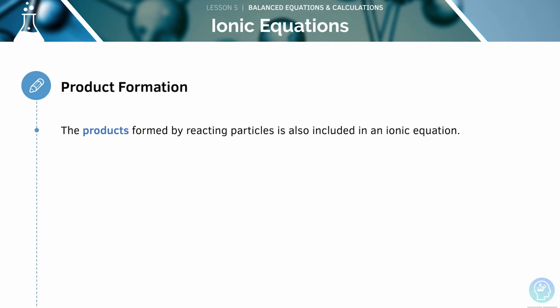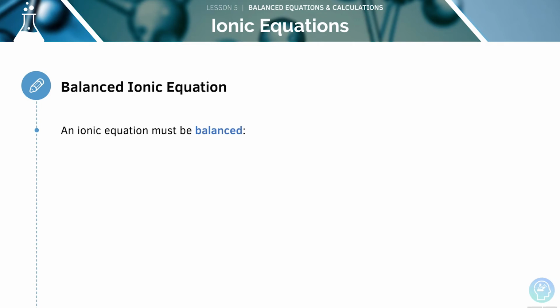In an ionic equation, both reactants and products are included, as long as they are reacting in the solution. An ionic equation is treated exactly the same as a full equation. This means that it must be balanced. It also means that the number of ions on both sides of the equation must be equal.